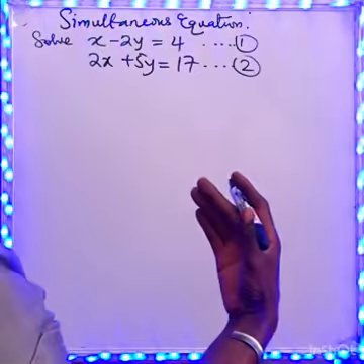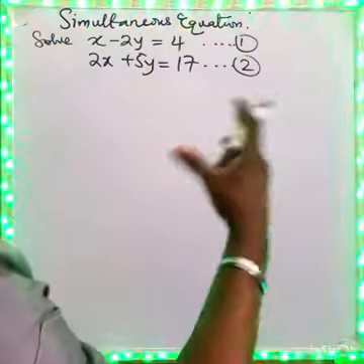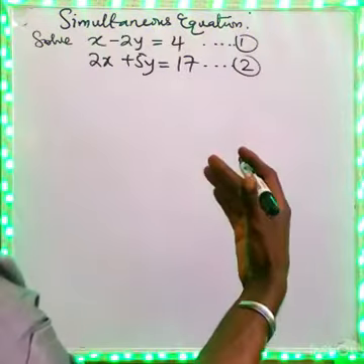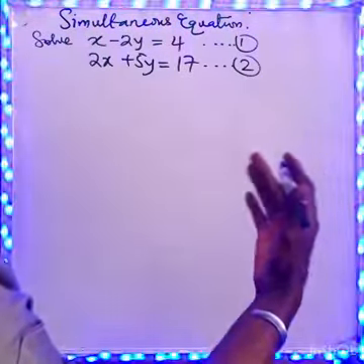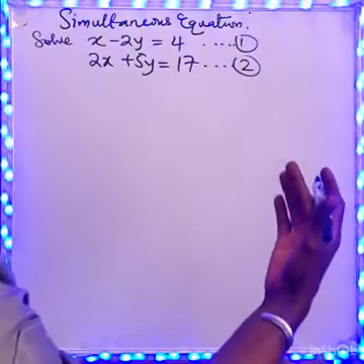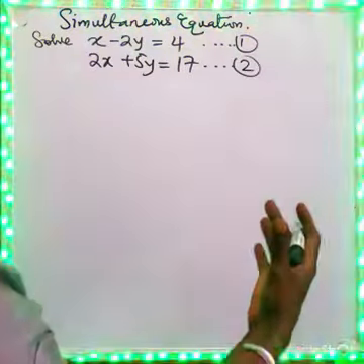Last week we discussed quadratic equations and we saw certain methods of solving quadratic equations, like the completing the square method and the almighty formula. So this week we are going to look into simultaneous equations.